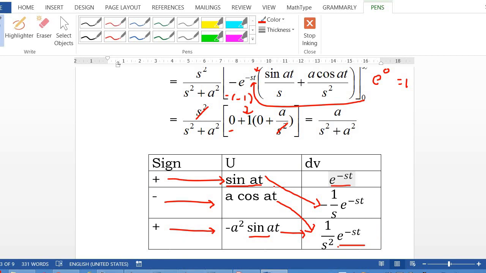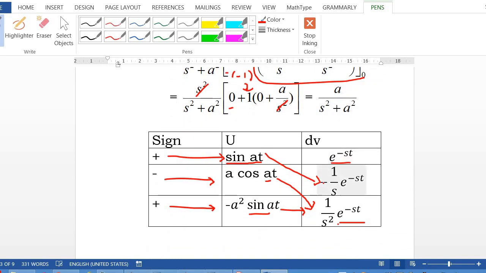So for u, we differentiate. Differentiating sin at, you have positive a cos at. Differentiating a cos at, you have negative, because differentiating cos gives negative, so negative a squared sin at. Similar to just now, integrate e to the negative st to get negative 1 over s e to the negative st, and integrate one more time to get 1 over s squared e to the negative st. Similar to when u is a polynomial, the result of the integral is given by the slanting arrows, positive sin at multiplied with negative 1 over s e to the negative st.